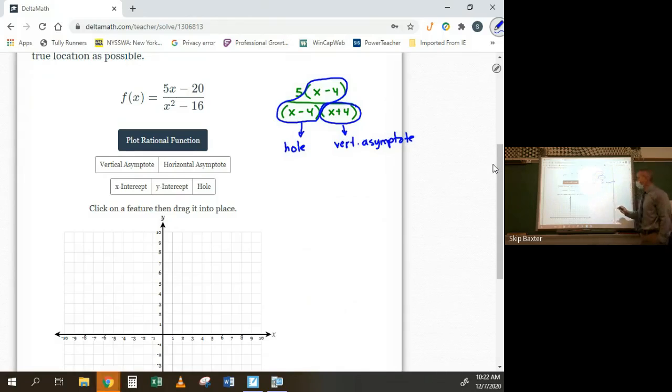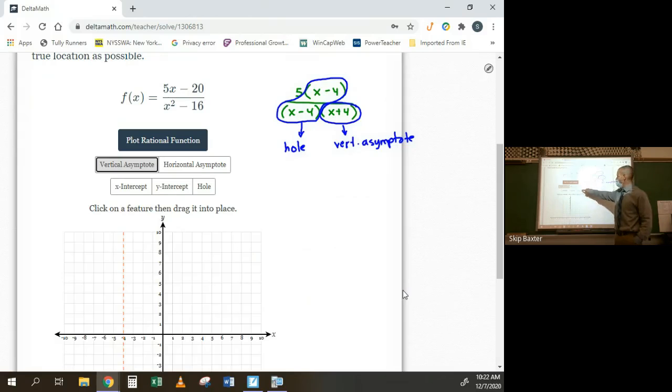So the way that you're going to fill that in is, for vertical asymptote, you click on vertical asymptote, and then move it over to where it goes. In this case, the vertical asymptote occurs at -4. So you use your mouse to move that dotted line over to -4, like that. That takes care of the vertical asymptote.